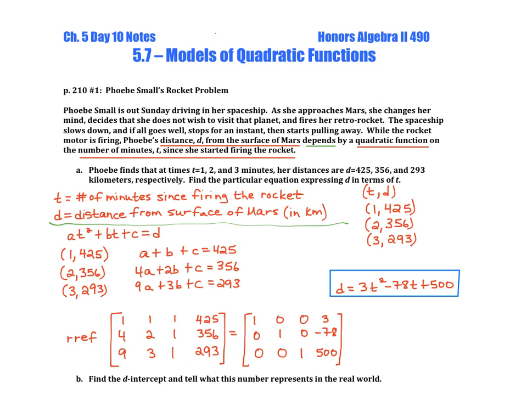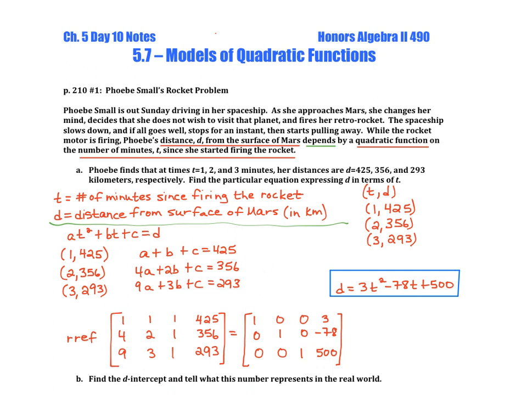And as far as what you need to show, just to reiterate or reinforce the steps that you would need to show when we approach model problems, the first thing you're going to need to do is write down your variable definition. Then you're going to need to write down your ordered pairs. And then you're going to need to come up with your, in this case, quadratic equation down here.